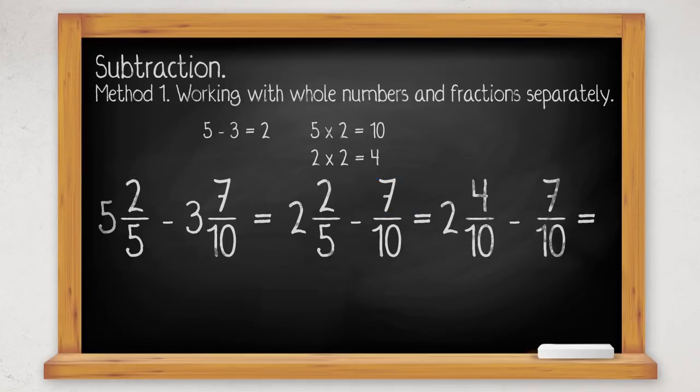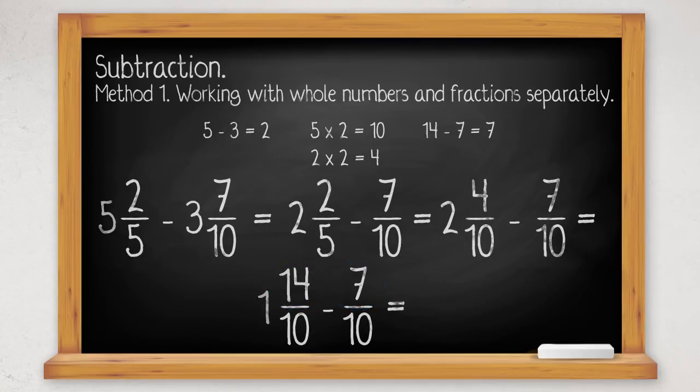In this example, when we come to subtract the fractions, 4 minus 7, we can't do it because 4 is smaller than 7. So we change one of the 2 whole ones into 10/10. The 2 whole ones become 1 whole one and 10/10, which when we add on the 4/10 becomes 14/10. We can now subtract 14 minus 7 to give 7/10. So the answer is 1 7/10.